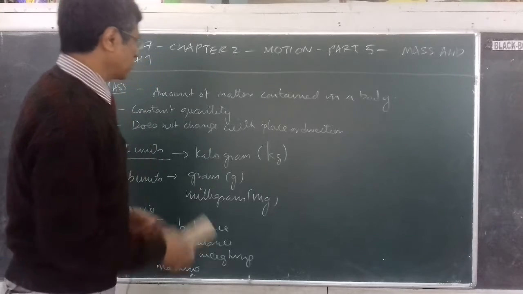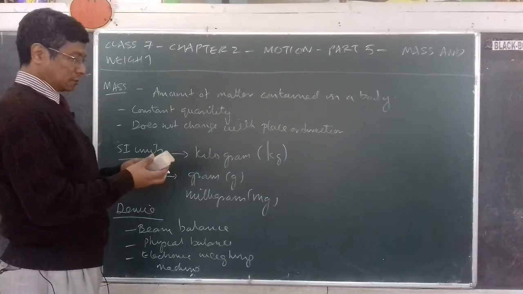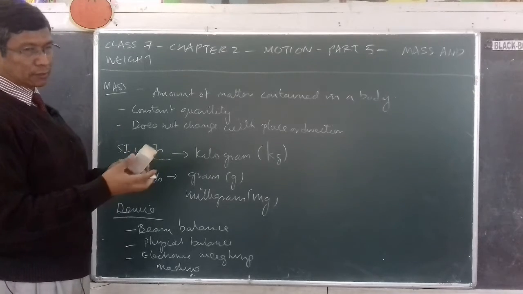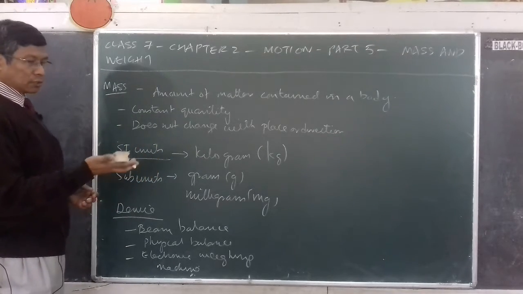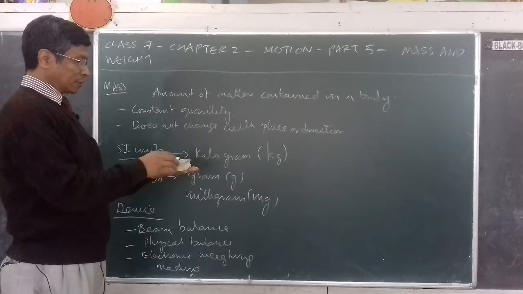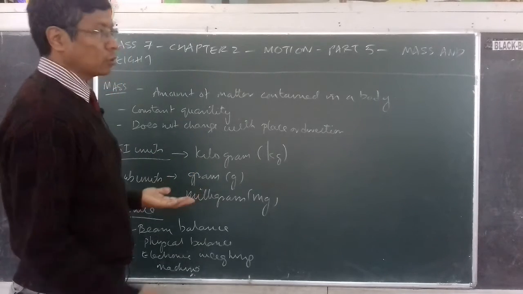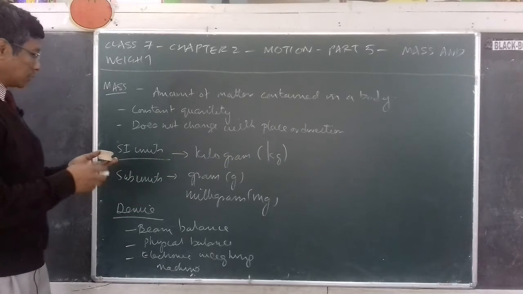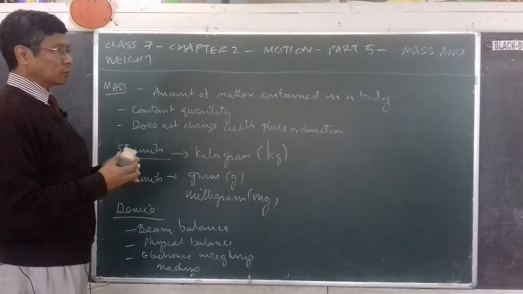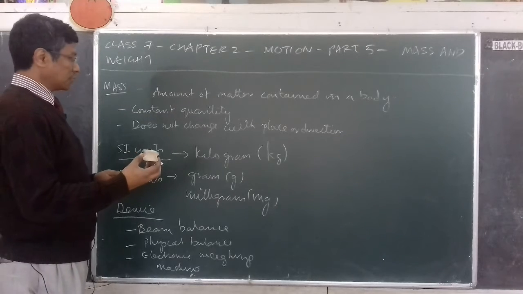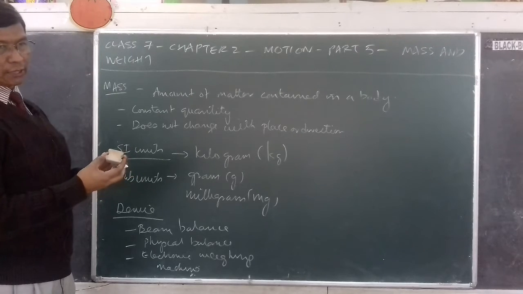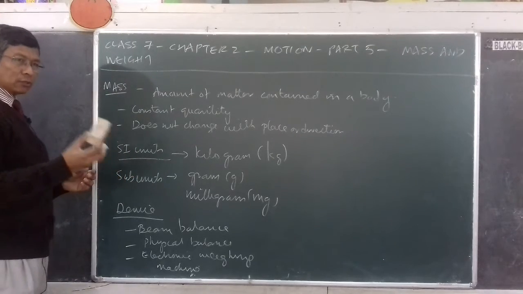Now, for example, this duster, it's a body and it contains matter, and therefore it has got mass. It is a constant quantity, which means that the mass of this does not change whether I keep it here or on the table or whether I take it outside. It will not change. And it does not change with place or direction. That means whether I keep this here in India or in another country of the world, this mass is not going to change. Whether I take it to space also, it's not going to change either.